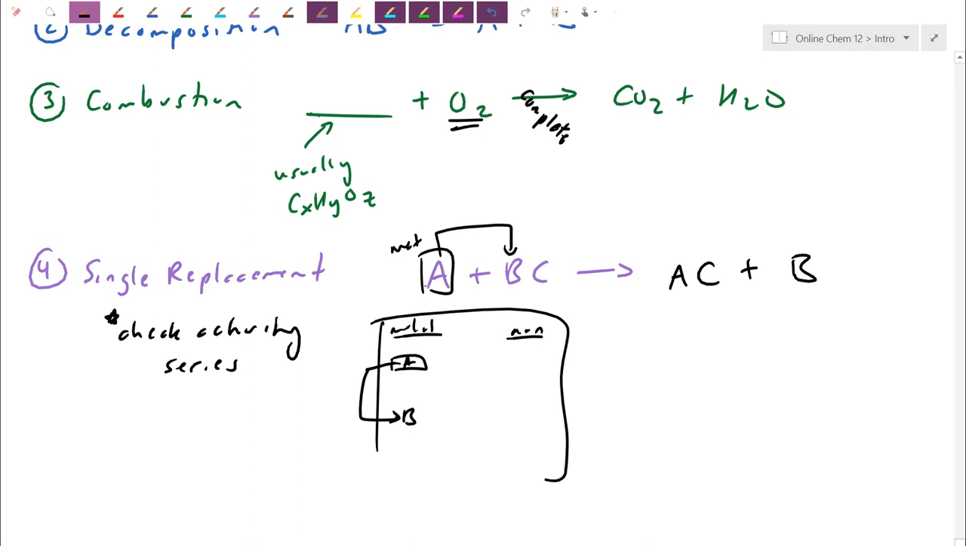It's possible that for a single replacement, we actually have the non-metal switching in. It could be a non-metal trying to replace a non-metal. So it would be B with A, and then C would be kicked off. But basically, in general, one thing got kicked off.